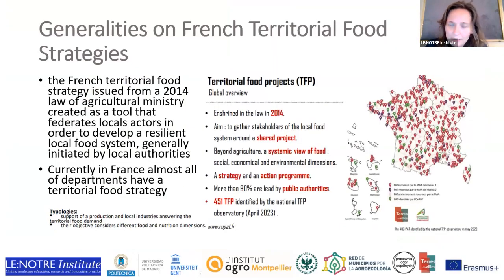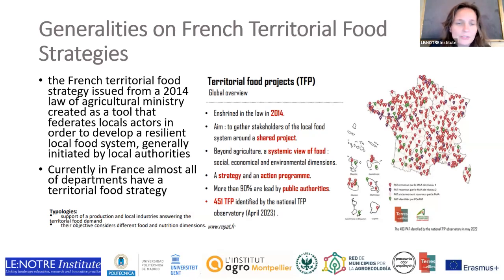I present again a slide that Marc Missel from Ferrand presented on territorial food projects in France, which are based on the law from 2014 from the Agricultural Ministry that was created as a tool to federate local actors to develop a resilient local food system. Generally, the projects are initiated by local authorities, but not only. Currently in France, almost all the territories, 90%, are covered by this kind of strategy. And today we have 451 of these strategies all over France.